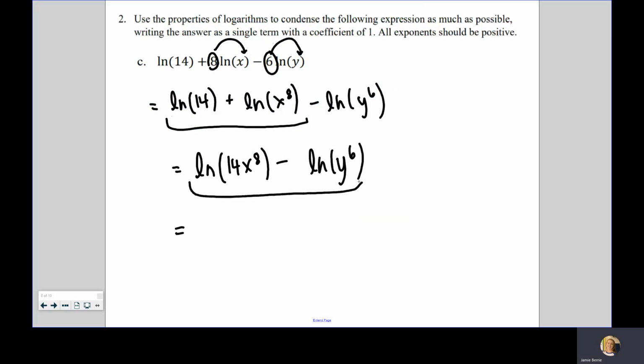All right, now we're combining these two into a single logarithm. This is the quotient rule, since they're separated with a minus. This is going to become our numerator. This is going to become our denominator. So we have natural log of 14 x to the 8th over y to the 6th. And that's it.